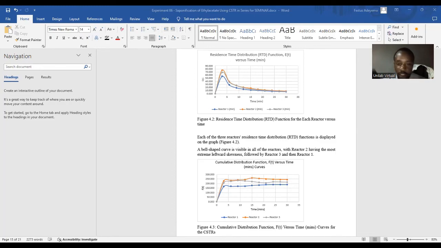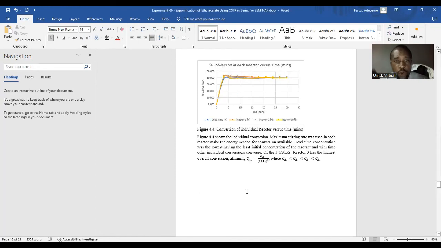Regarding reactor 1, the fluid takes more time to reach the effluent stream due to the centrally situated impeller, which limits its velocity, and consequently, the residence and mixing time in reactor 1 can be extended. The positioning of the impeller closer to the top and bottom of reactor 3 results in a decreased residence period compared to reactor 2. Figure 4.4 shows conversion of individual reactor versus time in minutes.